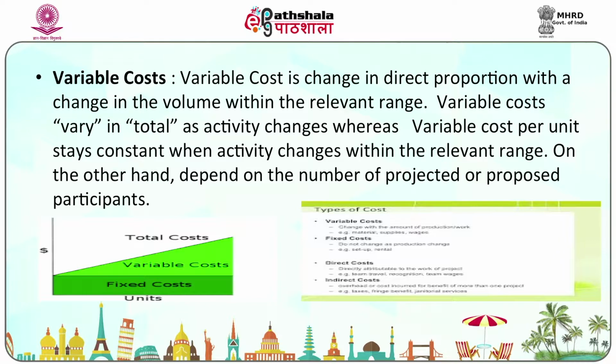Then variable costs. Variable costs change in direct proportion with the change in the volume within the relevant range. Variable costs vary in total as activity changes, whereas variable costs per unit stay constant when activity changes within the relevant range. On the other hand, it depends on the number of projected or proposed participants.